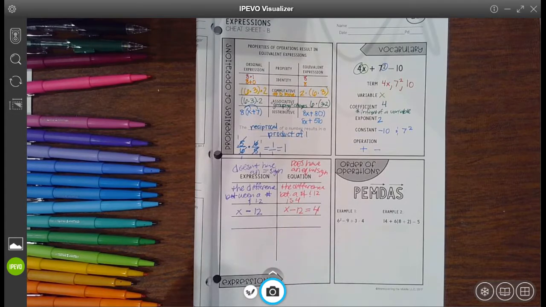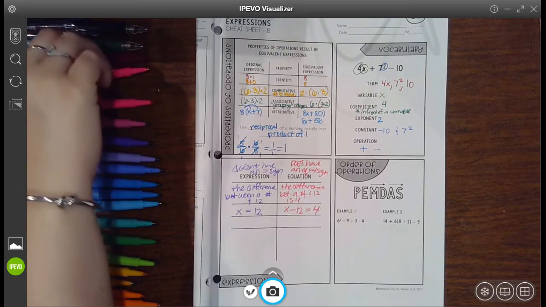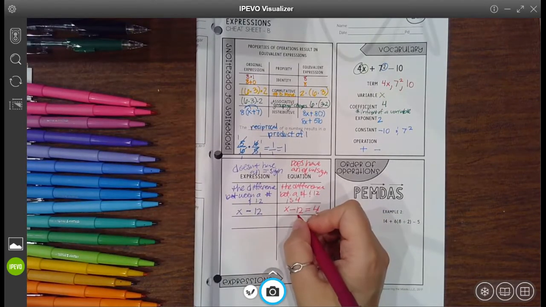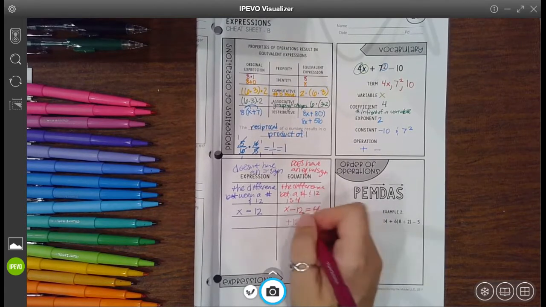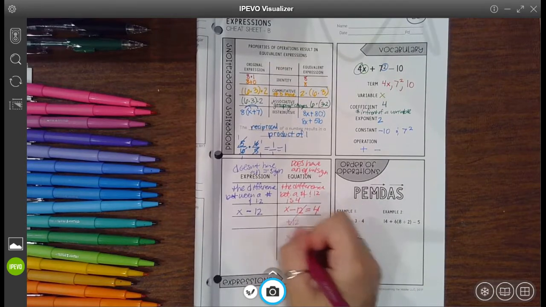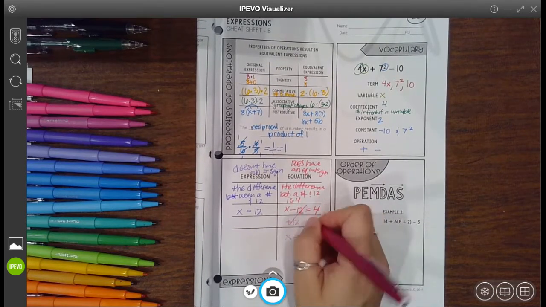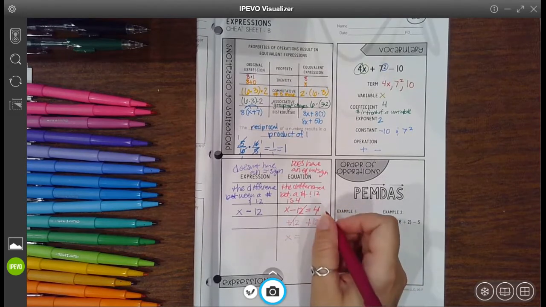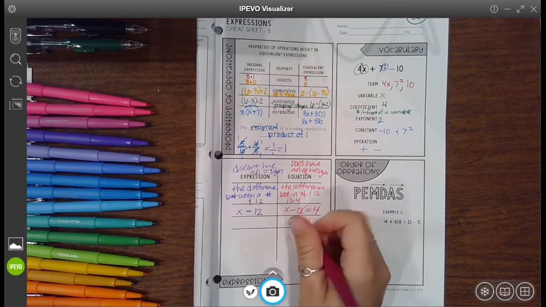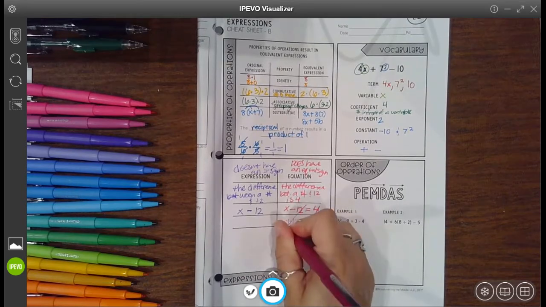Okay. So for this one, we would try to get x by itself. So what's preventing x from being by itself? This -12. The opposite of -12 is +12. So those cancel, because 12 minus 12 is 0. X plus 0 is just x. Woohoo, we got x by itself. But whatever you do to one side, you got to do to the other. So 12 plus 4 is 16. So here, this would be x equals 16.